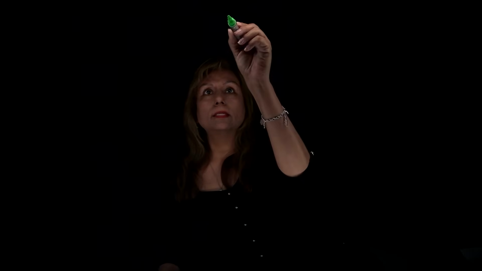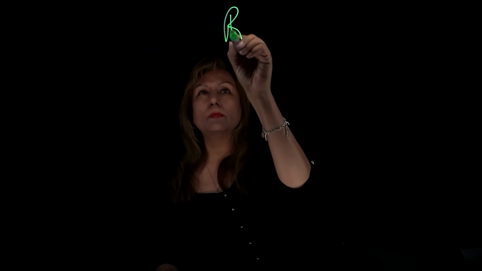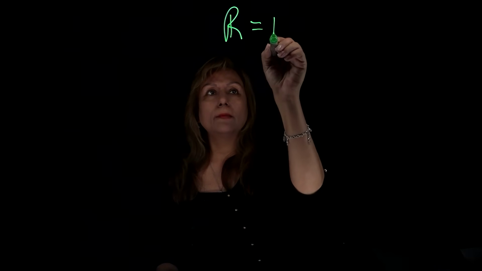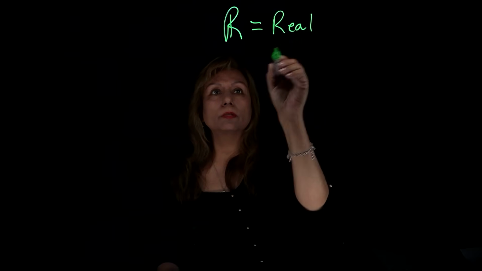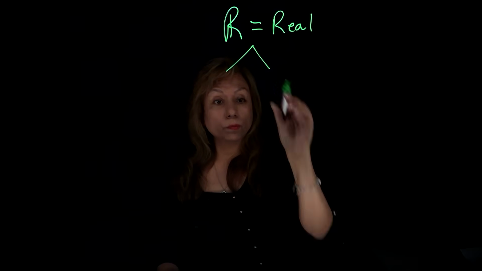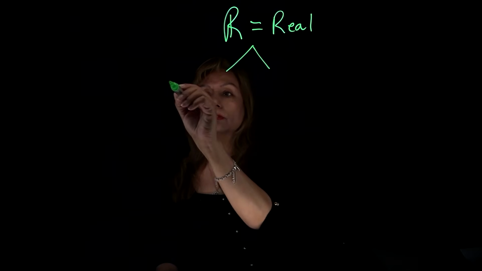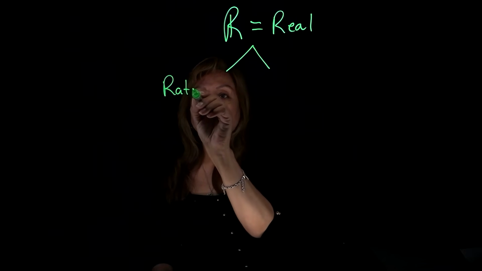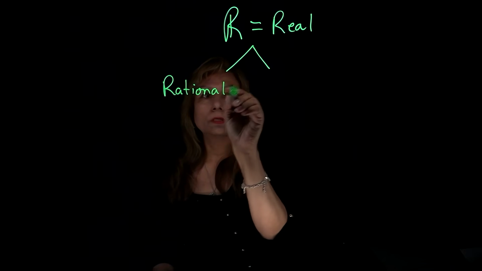So today we're going to talk about the real number system. So we are going to write the capital R. Well, it's actually a double R. I put a line in there. And that is the symbol for the real numbers. We're going to branch off the real numbers into two types of numbers, rational numbers and irrational numbers.